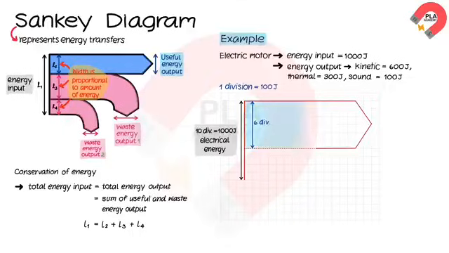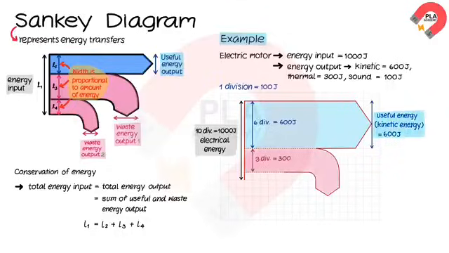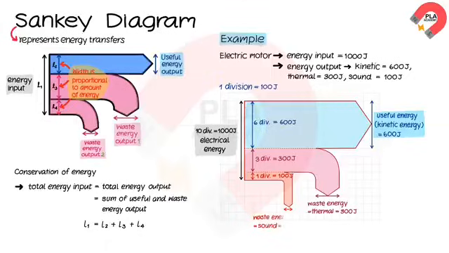The width of the straight arrow pointing to the right, representing the useful energy output for kinetic energy, will be 6 divisions, equivalent to 600 joules. The width of the arrow that bends away, representing the thermal energy, will be 3 divisions, equivalent to 300 joules. The width of the arrow that bends away, representing the sound energy, will be 1 division, equivalent to 100 joules. To calculate the efficiency of the motor, we divide 600 by 1000, which equals 0.6, or 60% efficiency.